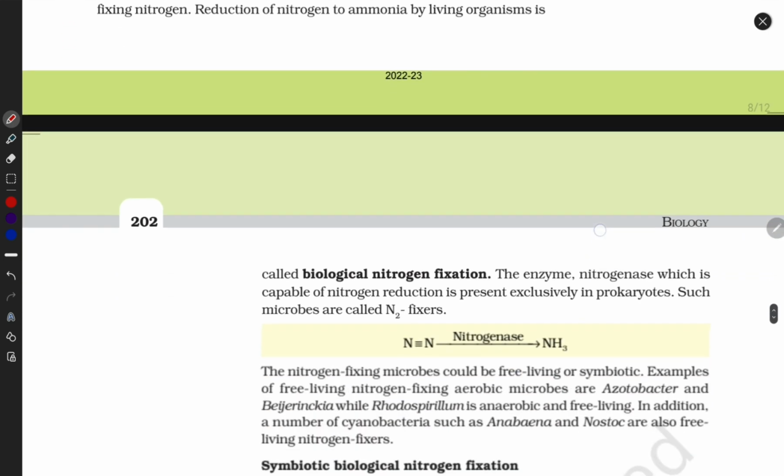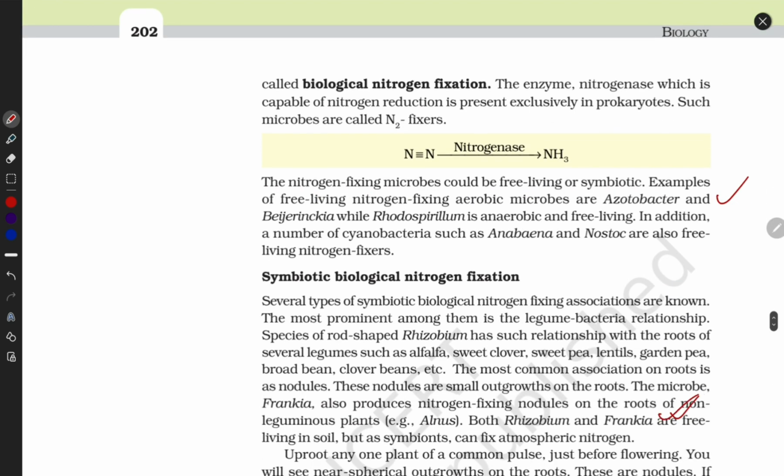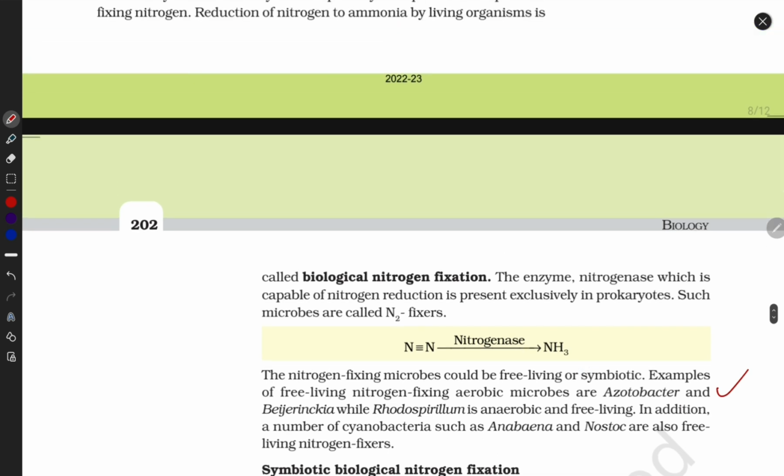I'm writing a flow chart here, guys. Whatever is written here and here, I summarize in a flow chart. So here, biological nitrogen fixation is divided into two parts.